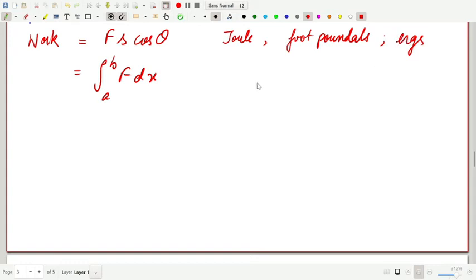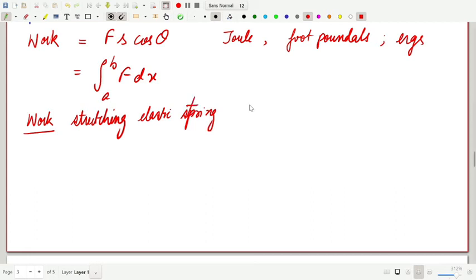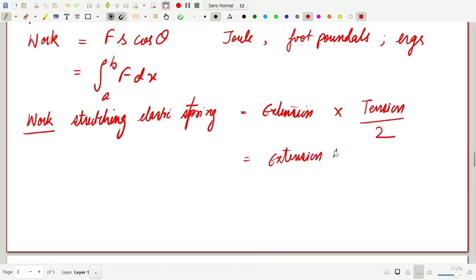Now, Hooke's law also I have already discussed. Work done in stretching an elastic string we have is extension into tension by 2, also equal to extension into mean of initial and final tensions.